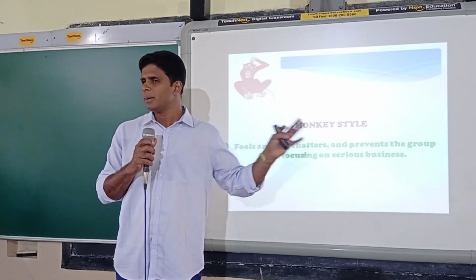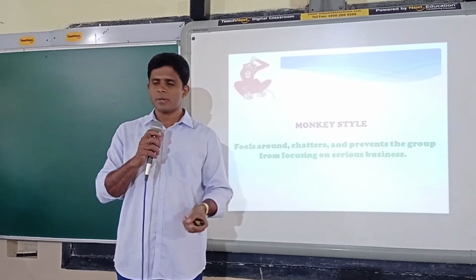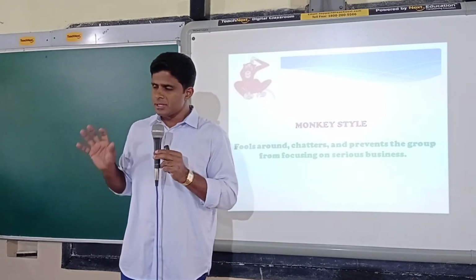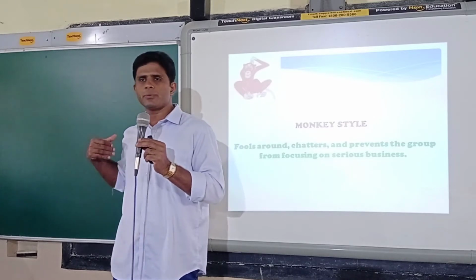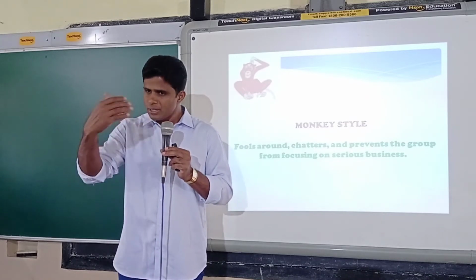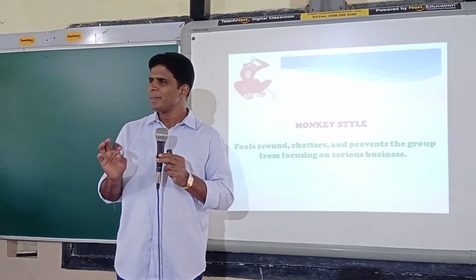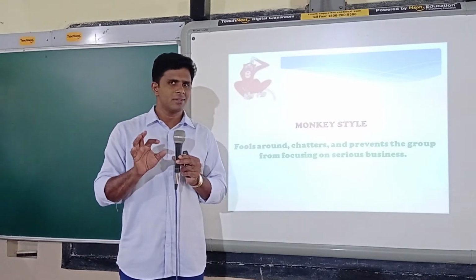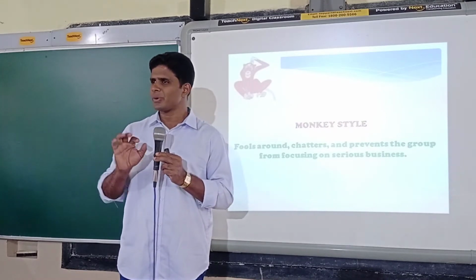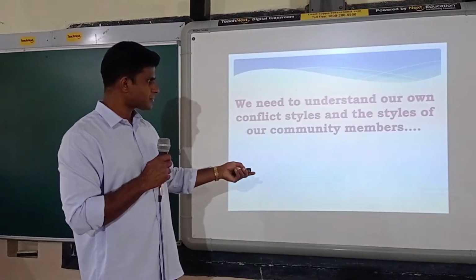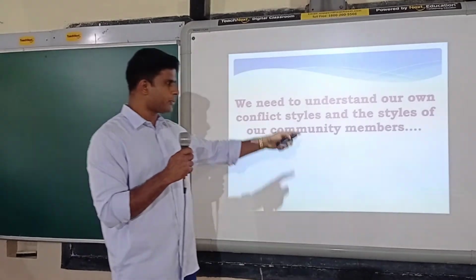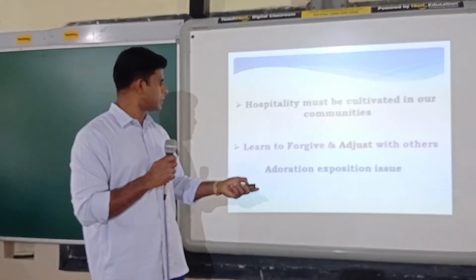It is better to become aware of the styles of our community members, whether she is preventing somebody in the group or whether she is withdrawing from the group. If withdrawing, we need to bring them up, or if they are like talking birds, we need to put restrictions on them. Okay, we need to deal with them. Now we continue. We need to understand our own conflict styles and the styles of our community members.